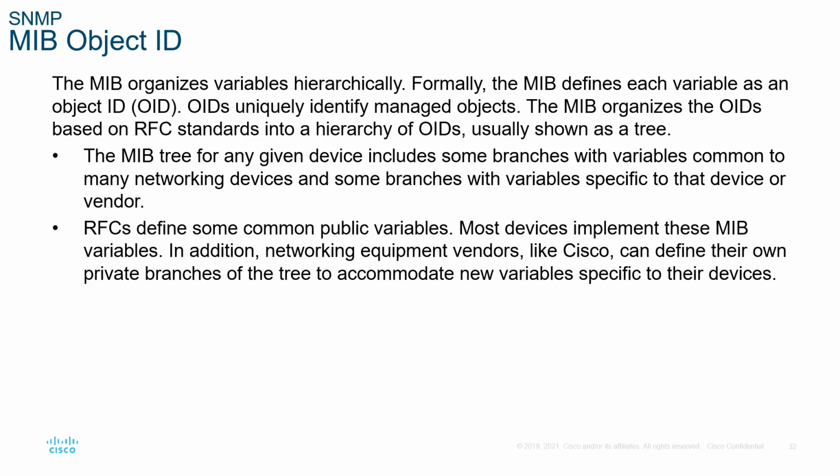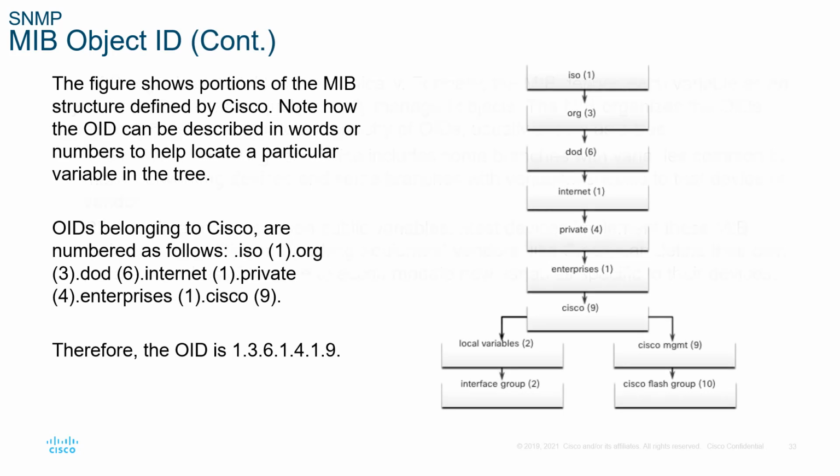And the OIDs are actually built off of a hierarchy, and they're normally shown in a tree-like structure. The MIB tree for any given device will include branches with the appropriate variables. The RFCs will define some common public variables. Most devices will implement these MIB variables in an appropriate way. So here is an example.